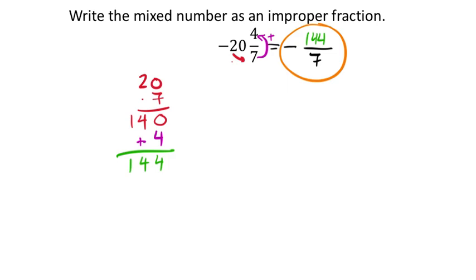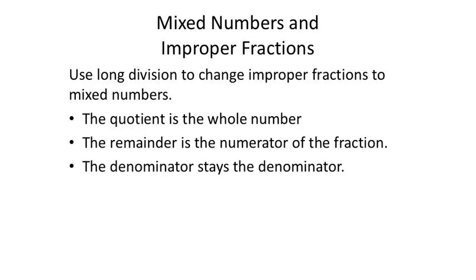Let's say that, because I have that negative just kind of where the fraction line is in the middle. But let's say on a test you were like, you know what, that 144 is negative. It's still full credit. All right, mixed numbers and improper fractions.